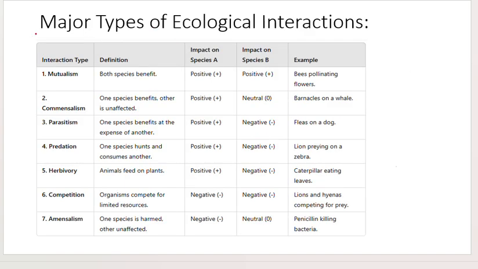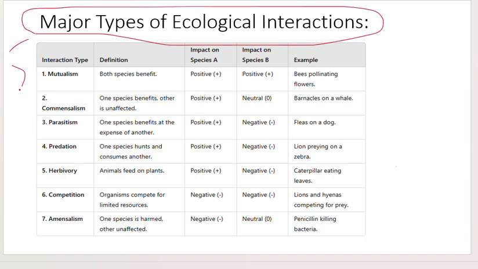Here are the major types of ecological interaction. This table is very important. Many questions were asked in previous years, and even in the upcoming exam, directly or indirectly, many questions will be asked from this topic.